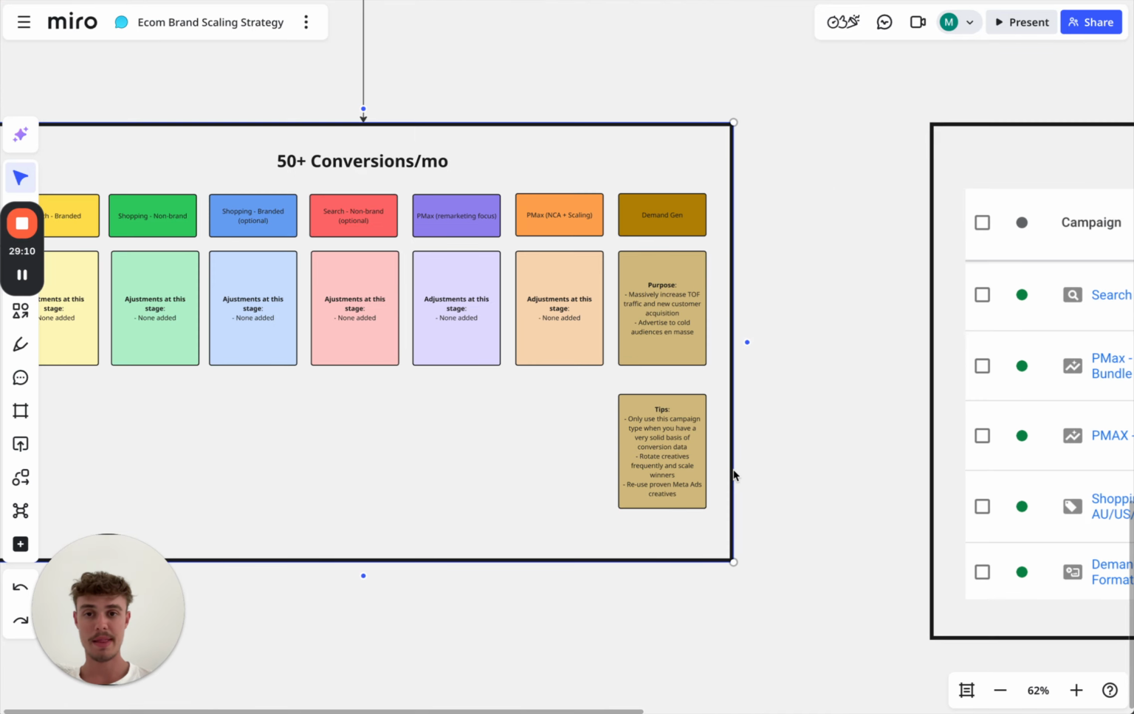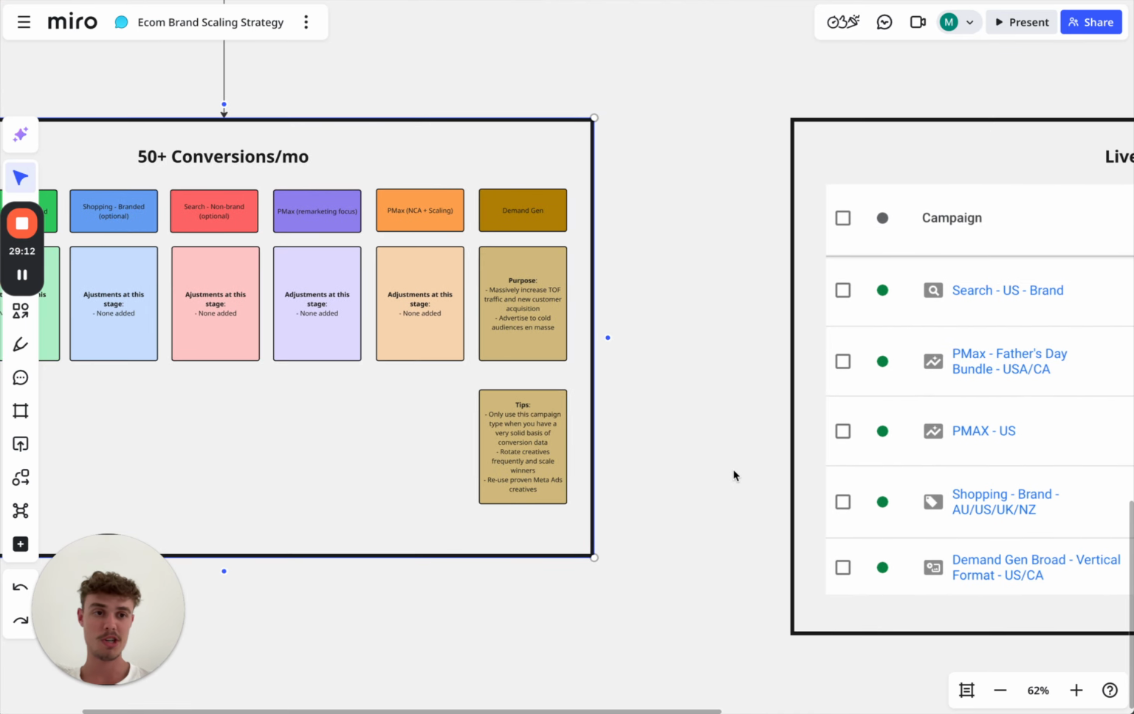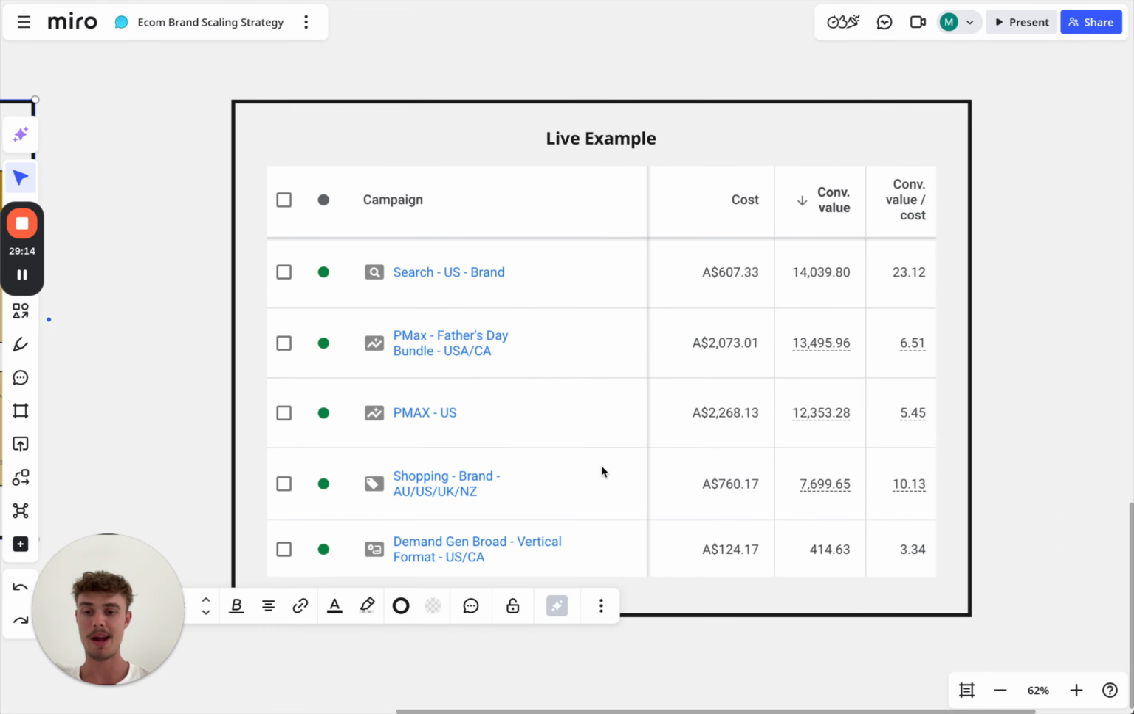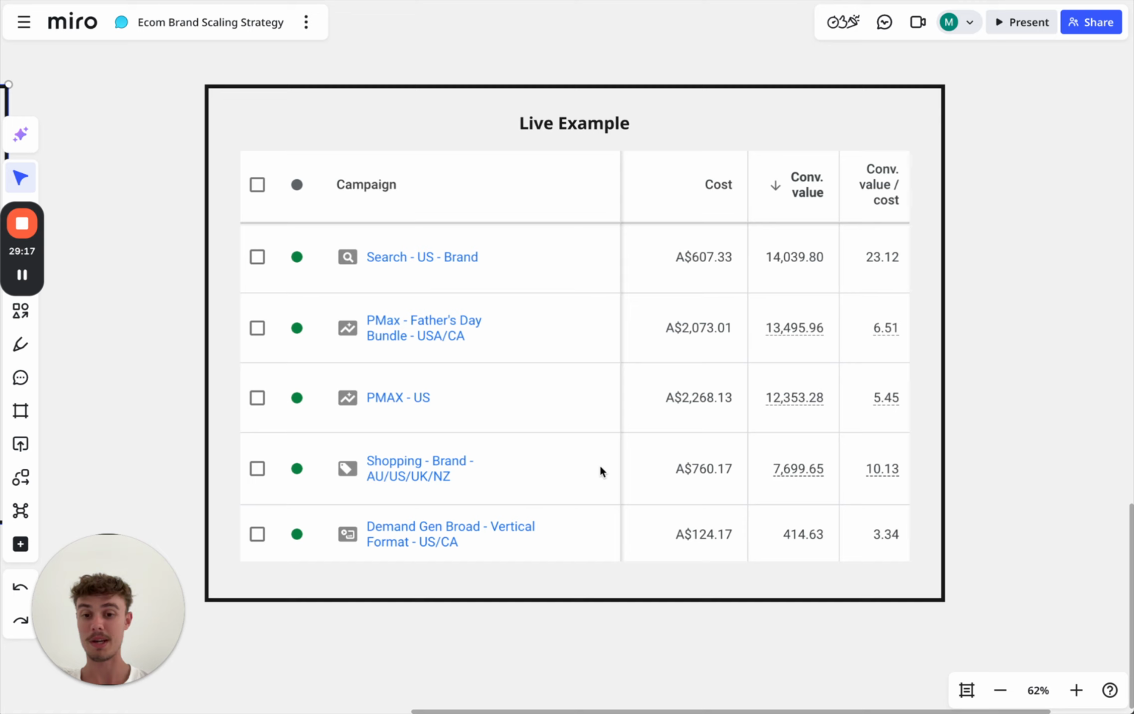All right, and that is everything for the structure. Now I want to show you quickly a live example of how I use this structure in a real account. This is some data from the last 30 days of one of the accounts that I'm currently running. We can see that I've employed the exact structure above in this very account.